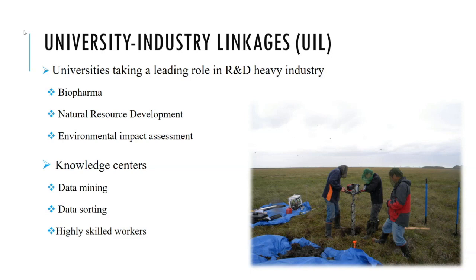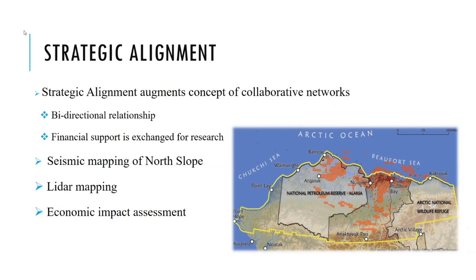One of the core competencies of universities is that they often have already performed research independently of any commercial initiative. As such, corporations view universities as knowledge centers that contain large information databases collected by experts and managed by highly skilled individuals. Another recent augmentation on the idea of collaborative network theory is the concept of strategic alignment, which is a bidirectional relationship for mutual benefit, in this case between knowledge centers and industry.